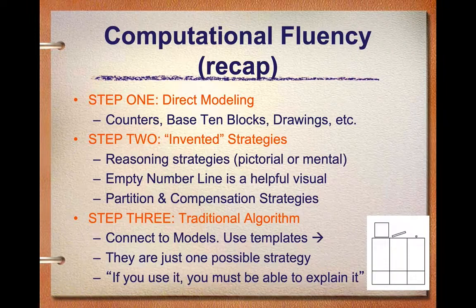Then step 2, we did the reasoning strategies, just looking at making sense of things, trying lots of ways to make sense of computation. So looking at different types of strategies and visuals. You may remember we did the empty number line a lot, talked about partition and compensation strategies. And lastly, we looked at one strategy that's helpful, often a traditional algorithm strategy that is widely used in the US, and tried to figure out why that works and how to explain that in terms of base 10 language that made sense. So we're going to do that now again, but with multiplication and division.